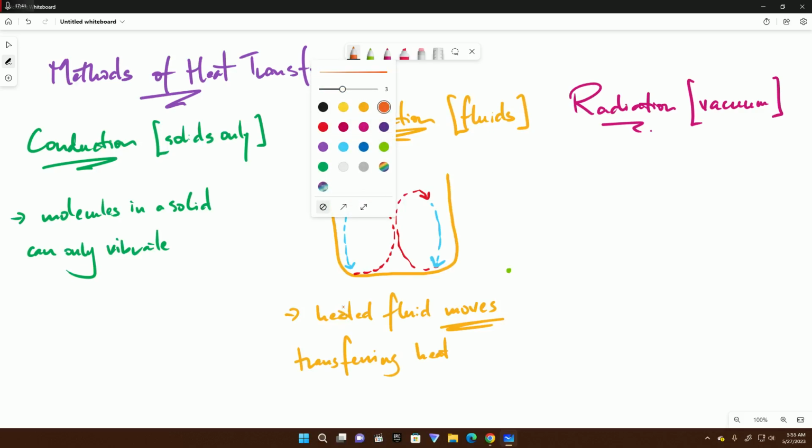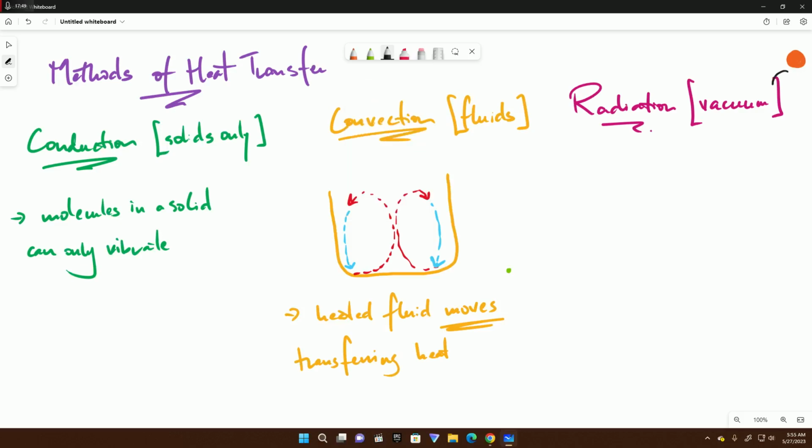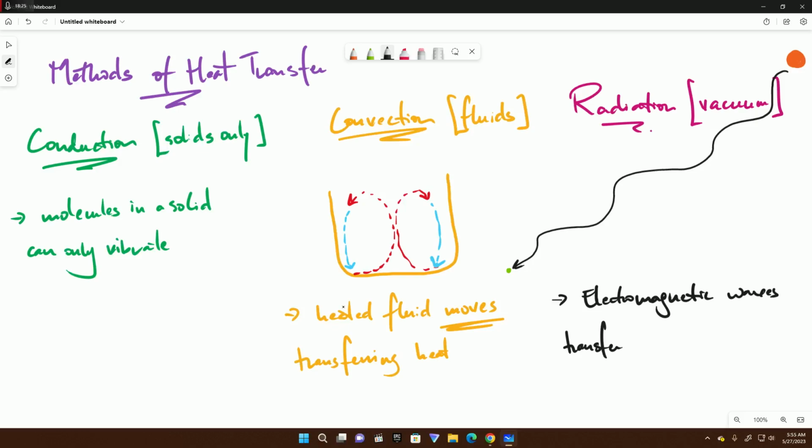Let's say that this is us and this is the sun. Electromagnetic waves, such as light, travel all the way from the sun to us, bringing heat, light, and other rays through the vacuum of space. And that is radiation. Electromagnetic waves transfer heat through a vacuum. All right, this is the end of thermal physics.